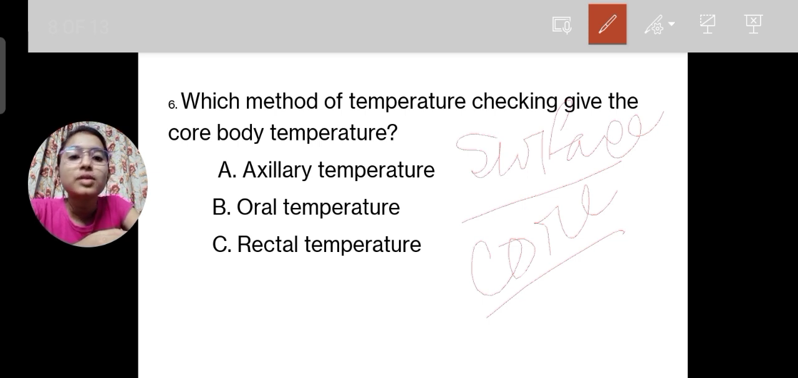So, from this we get the answer that this is a rectal temperature. But rectal temperature is contraindicated in anal fissure or in hemorrhoids. In those cases, rectal temperature is contraindicated, and sometimes it is injurious to check the temperature in the rectal area.